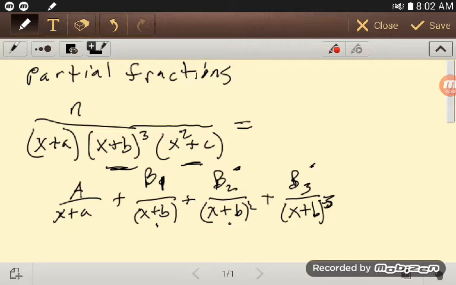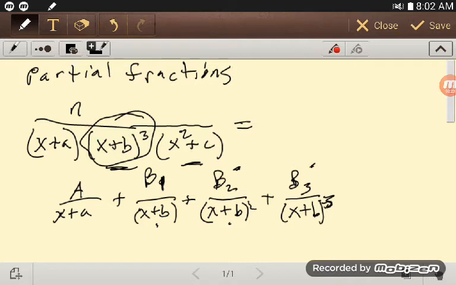So I had to account for all of the possibilities in the denominator, because certainly I could have had something like 2 over x plus b plus 3 over x plus b squared, and then something over x plus b cubed, you know, 7 over x plus b cubed. And when I add all those together and get the common denominator, that common denominator is x plus b cubed. So that absolutely could happen.